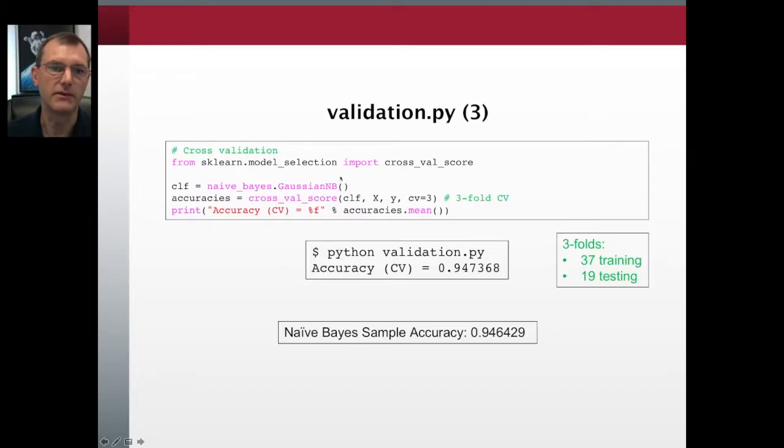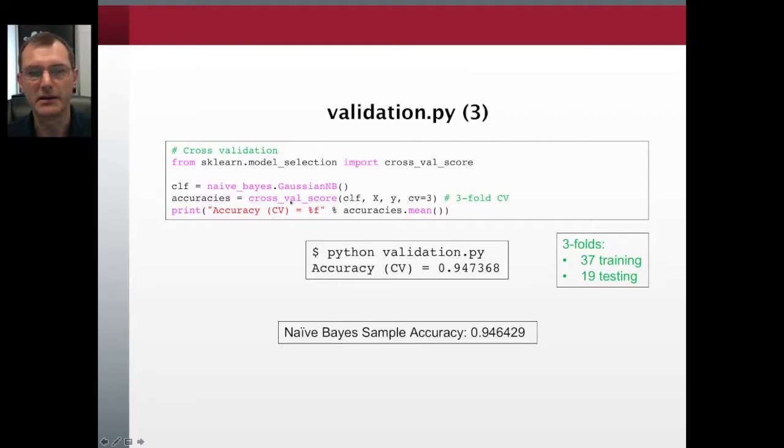So here's the last part of our validation Python program. We go ahead and load in the cross-validation score method or function, and that function takes a classifier and the original data, both the features and the classes, and then the number of folds, or in this case the cross-validation value, which is how many folds. Now note that we're not training or fitting this classifier, we're merely creating an instance of it.